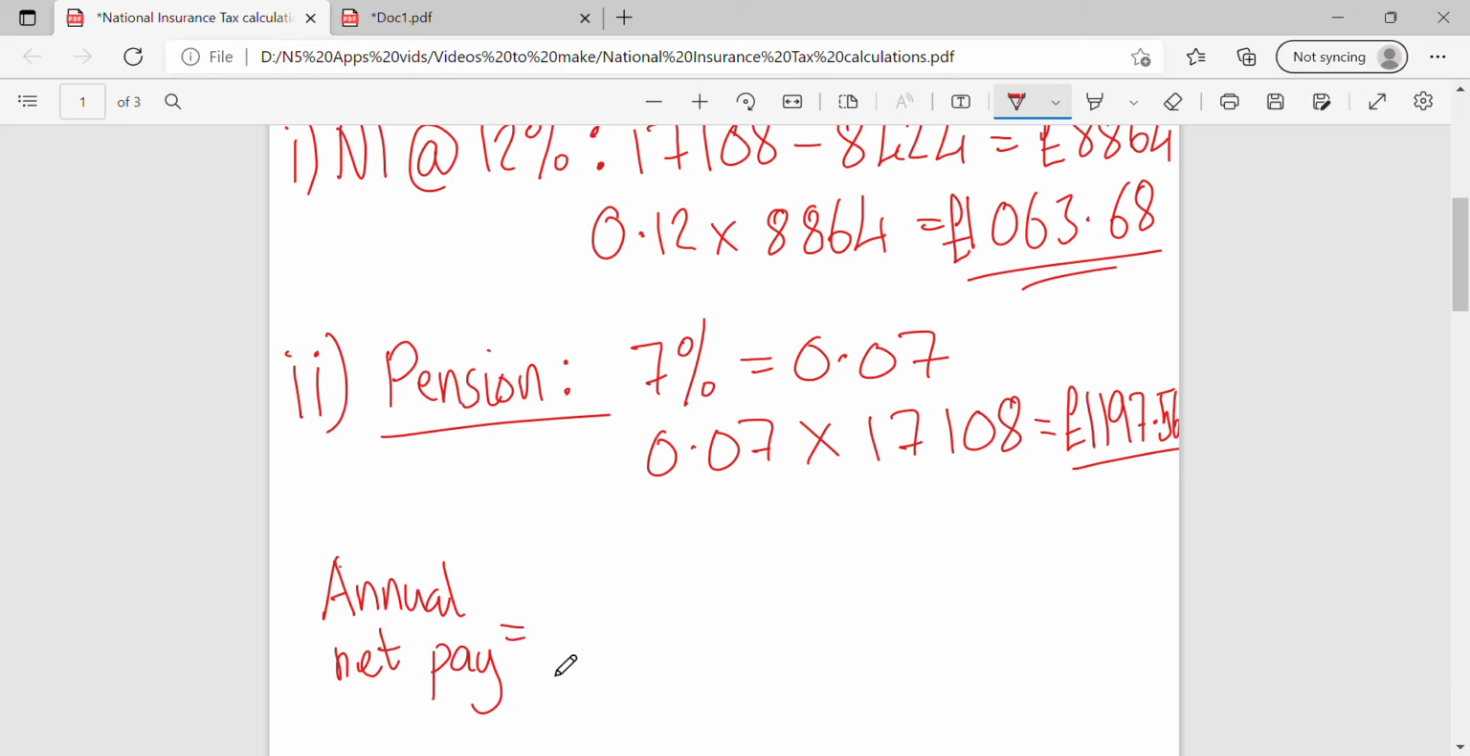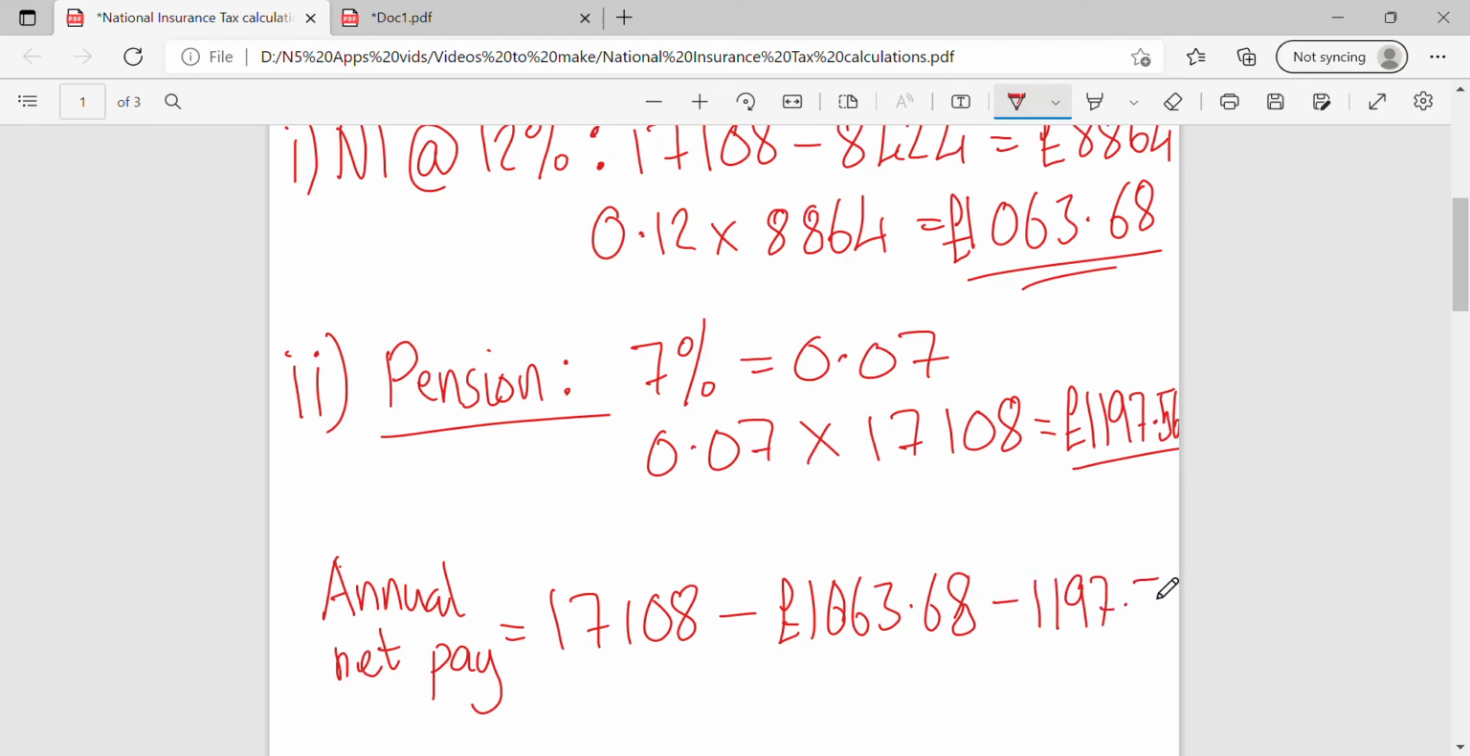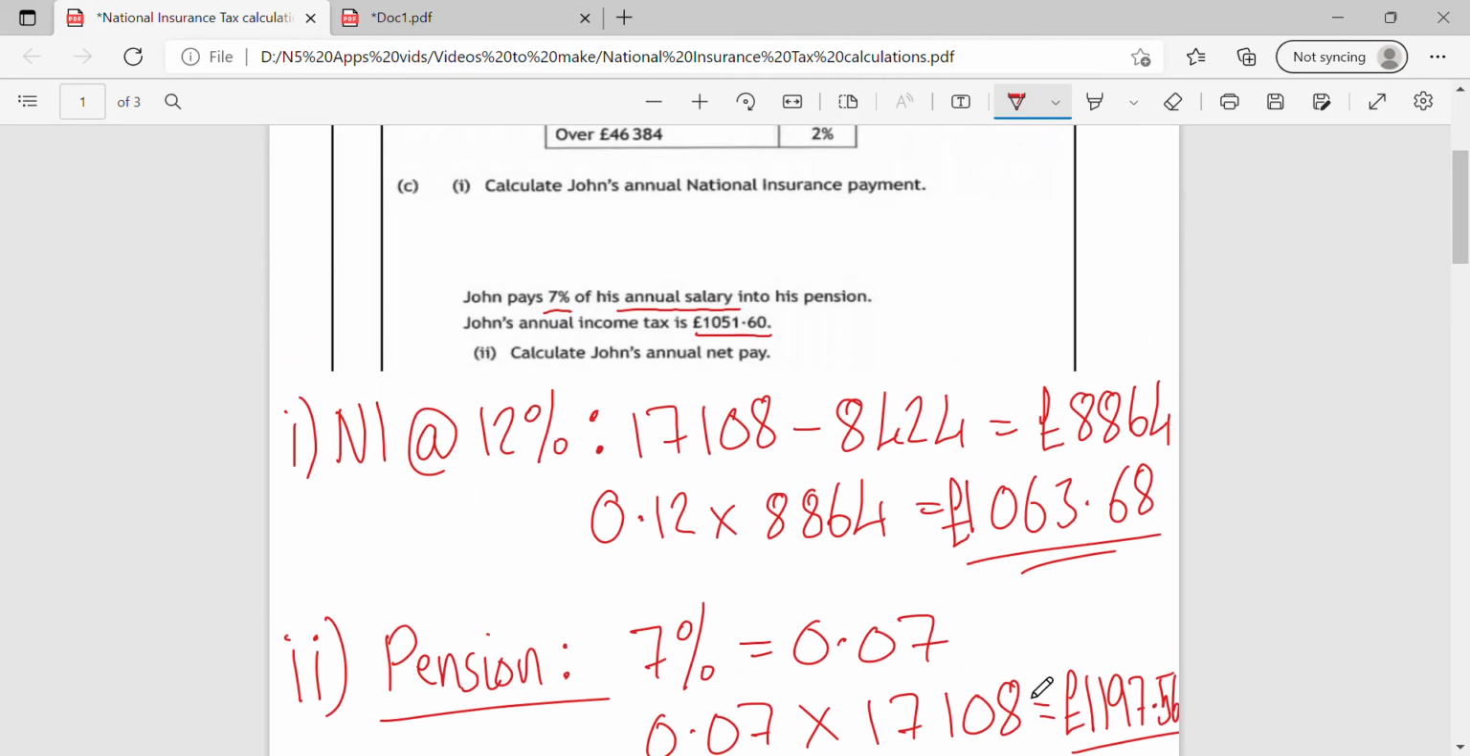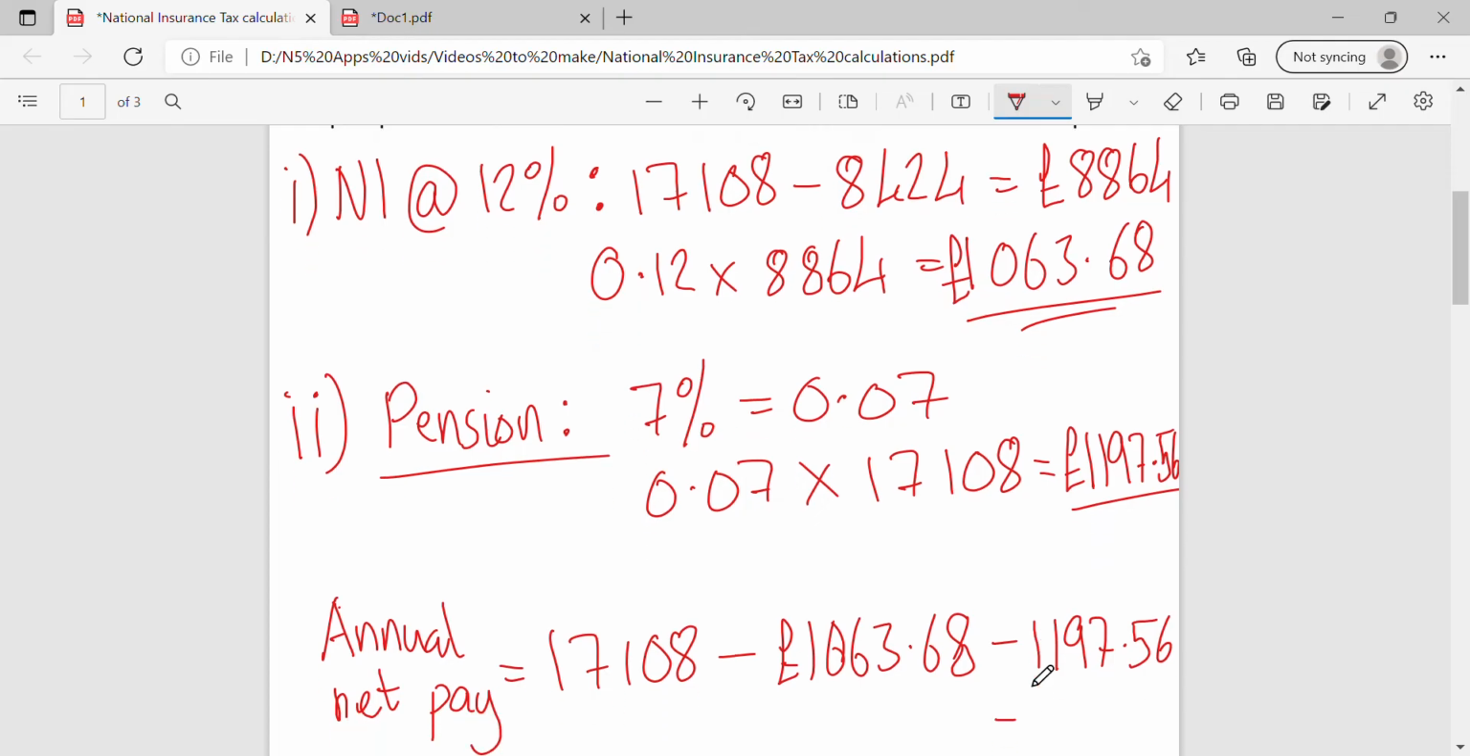And the annual net pay is what we start with minus all of the yearly deductions. So we've got our income tax, our national insurance, that was calculated from above. As I say, make sure we include that. We've got the pension, and we've got the income tax of 1,051.60.